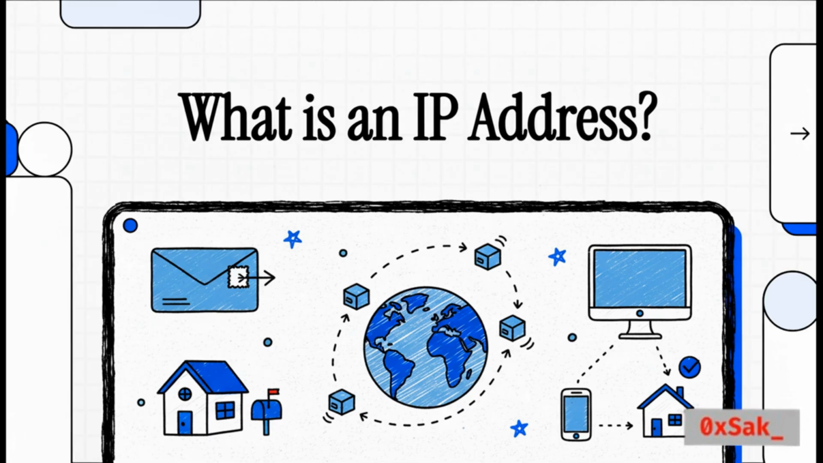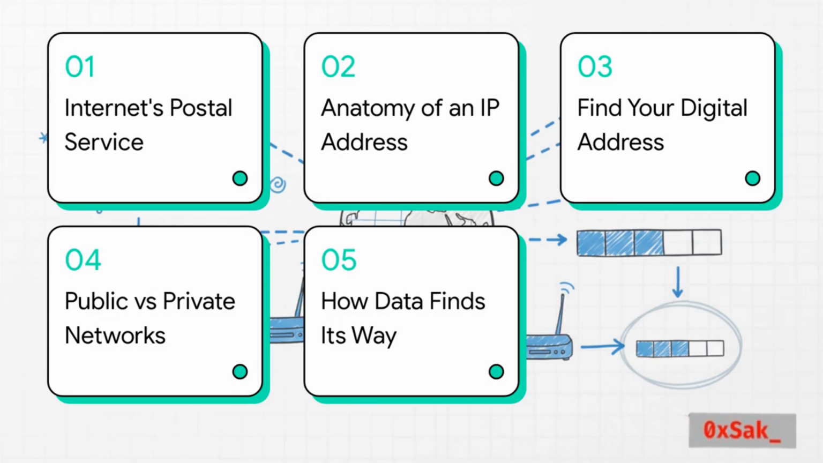It all comes down to a really elegant system of digital addresses. So here's what we're going to cover. First, we'll start with a super simple analogy to get us going. Then we'll get into what an IP address actually is. I'll even show you how to find your own. We'll talk about the crucial difference between public and private networks. And then we'll put it all together to see how data finds its way across the globe.